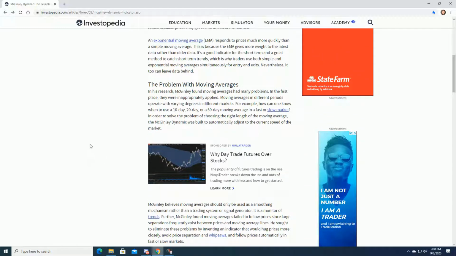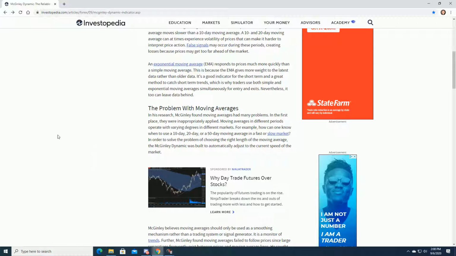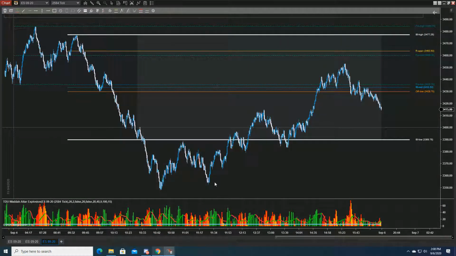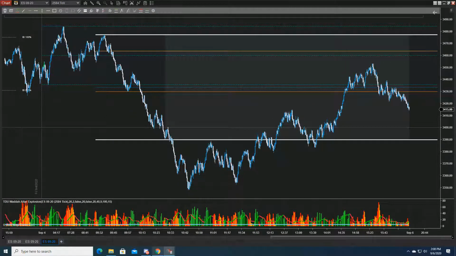In general, McGinley was trying to improve upon a traditional moving average, and the way he goes about doing that is to accommodate for increases and decreases in the speed of the market, which is why this dovetails so nicely with tick charts. One of the advantages of tick charts is that they compress areas of inactivity. For example, on this tick chart, the entire overnight session is compressed down into this small section here, and of course here we get the open and the market expands from that.